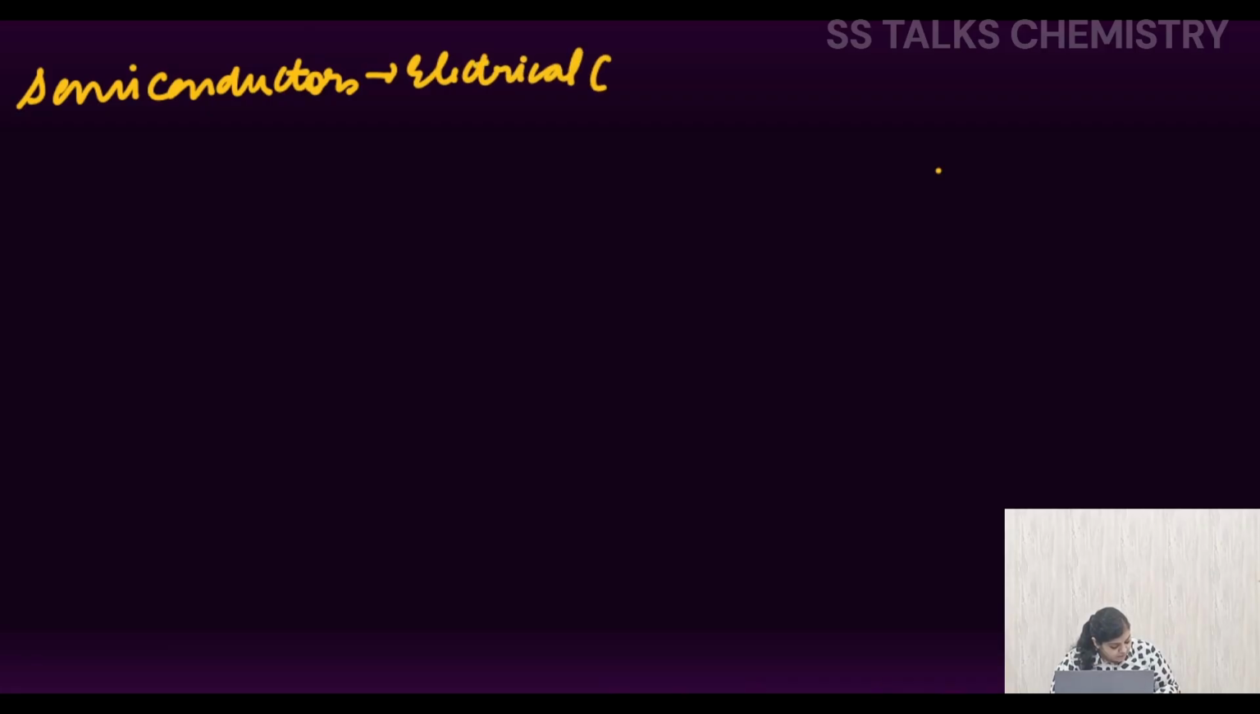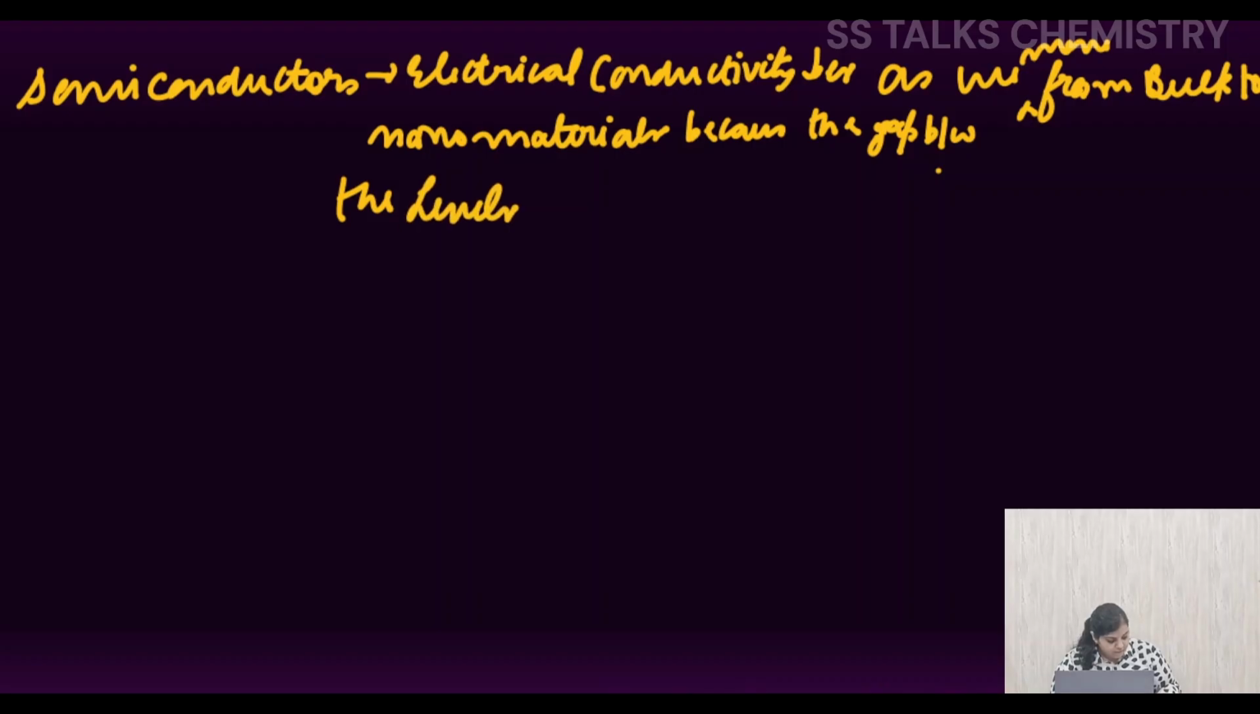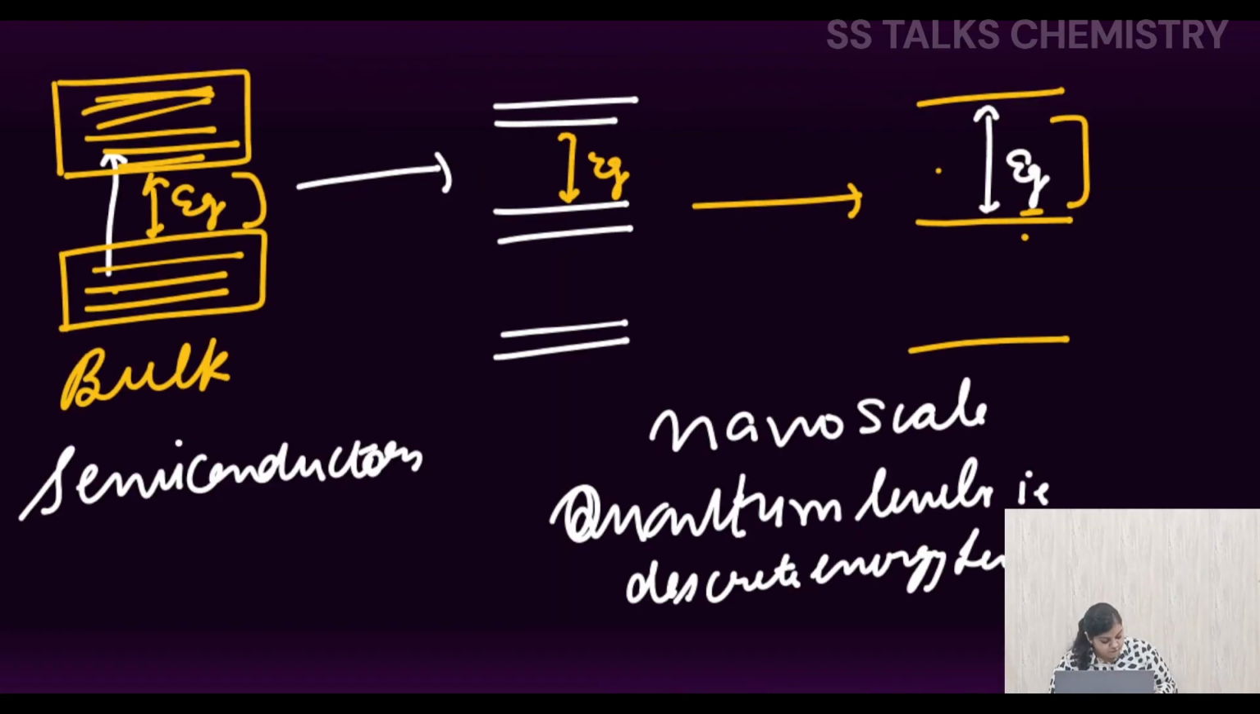So we can say that in the case of semiconductors, the electrical conductivity decreases as we move from bulk materials to nanomaterials, because the gap between the levels increases. So this is the scenario you are going to observe in the case of semiconductors.